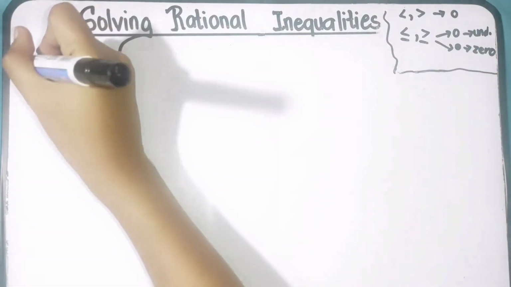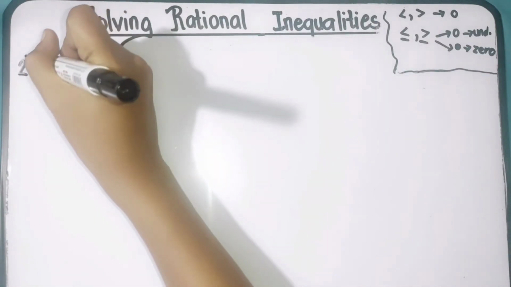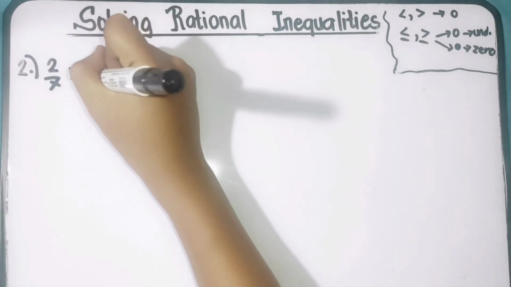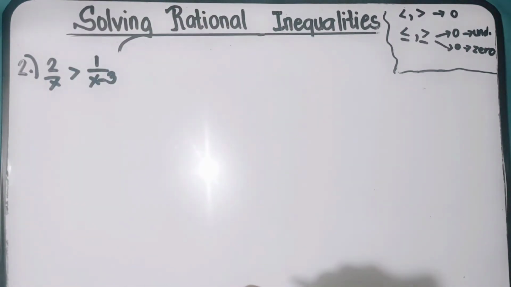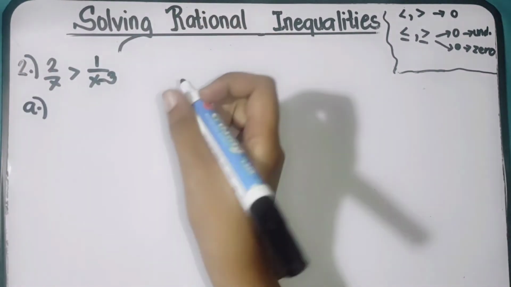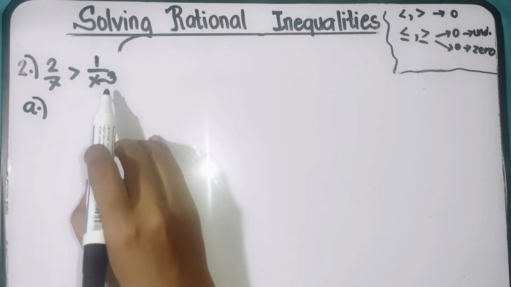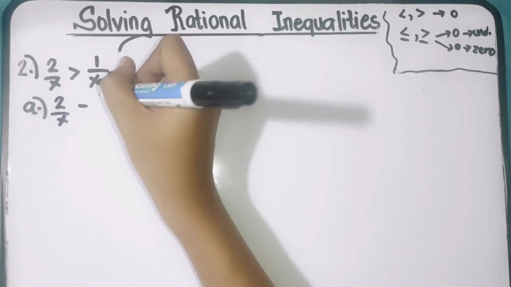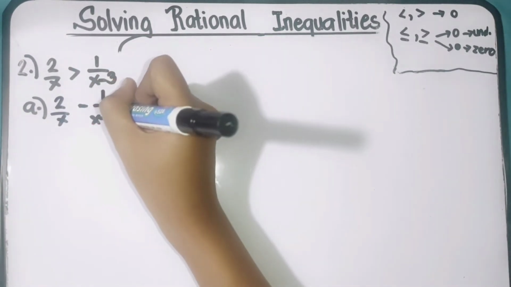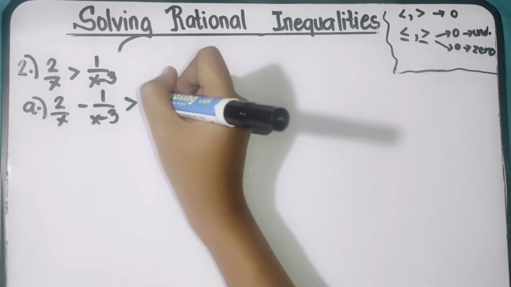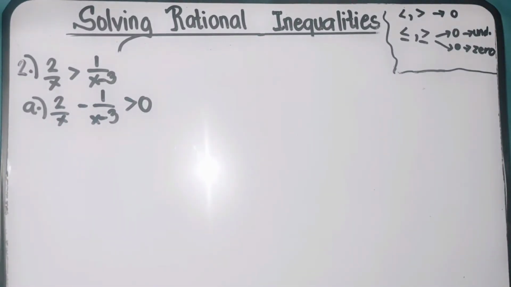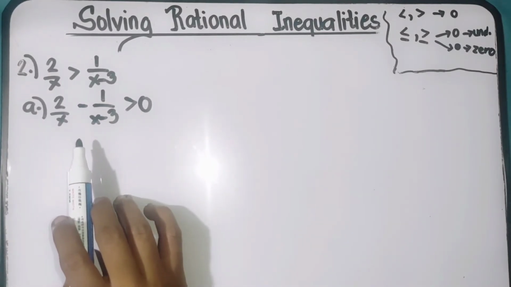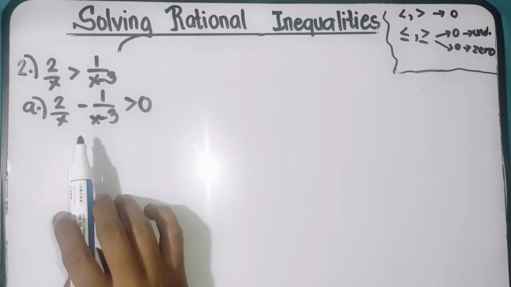Second example, 2 over x is greater than 1 over x minus 3. First step, let us transpose 1 over x minus 3 to the left side. This will be 2 over x minus 1 over x minus 3 is greater than 0. Next, to make this a single rational expression, let us identify their least common denominator.